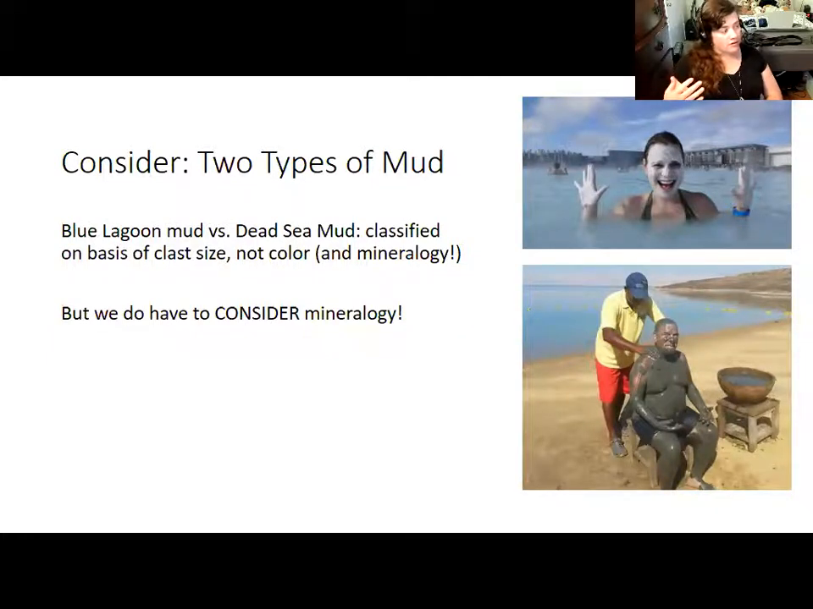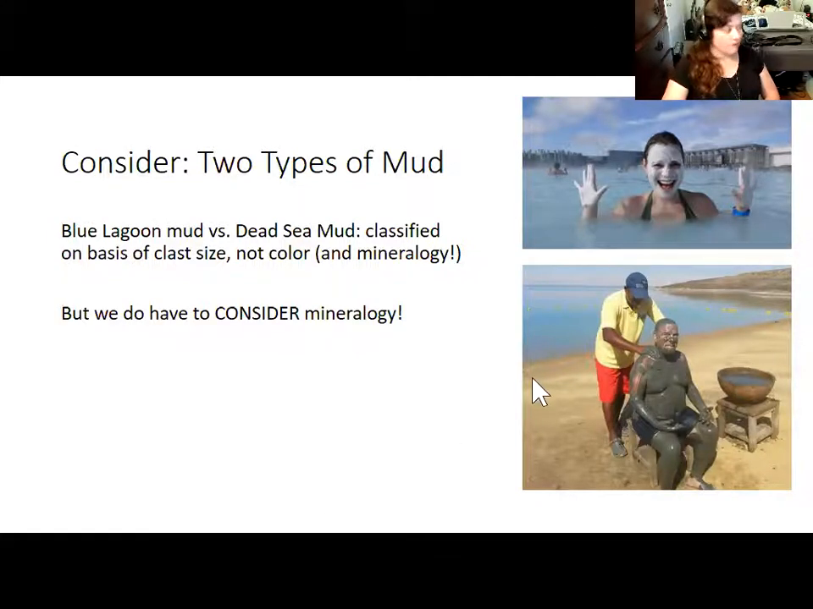So you have to consider mineralogy because it does tell you where the sediments are coming from originally, even though the predominant name for the rock that forms is still going to be named according to size. So if the mud on this lady's face were to turn into rock, it would be a mudstone. If the mud on this gentleman were to lithify, it would also be a mudstone. They would just be mudstones with different mineralogies. Does that make sense?